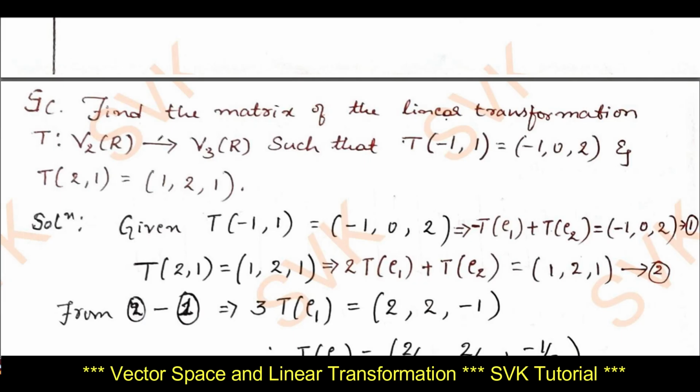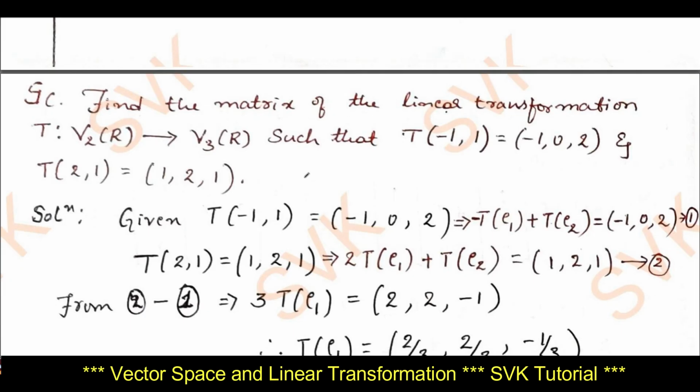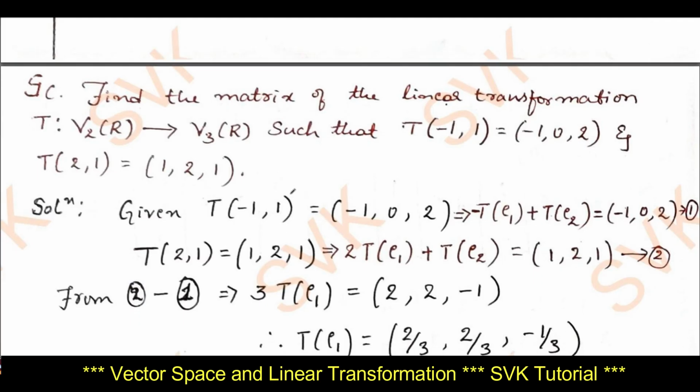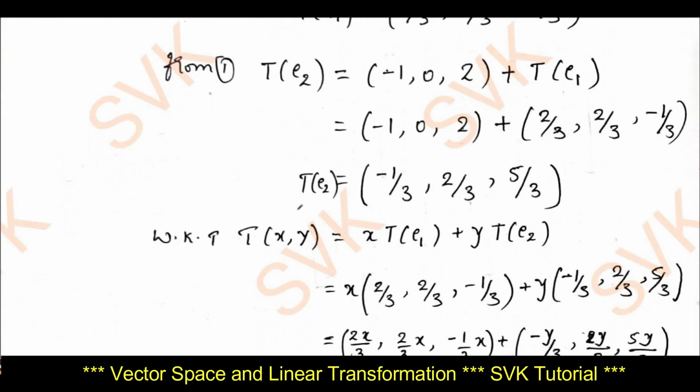Question number 5C. Find the matrix of the linear transformation T, where T of minus 1, 1, 2 changes to minus 1, 0, 2, which is nothing but a map from R2 to R3. I think I have discussed this problem earlier. You can go through my previous video, where I have solved this problem separately. You can refer to my previous video for more. So, moving on to the next question.